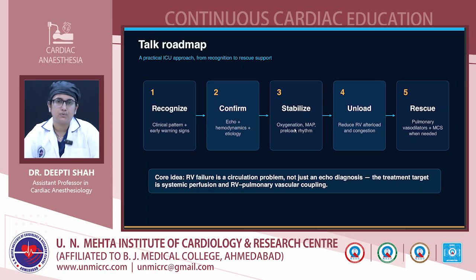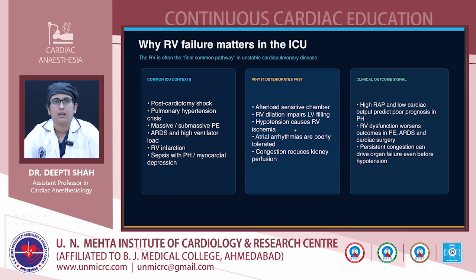The stabilization of the patient will include proper oxygenation, maintaining proper mean arterial pressures, and the maintenance of preload and the rhythm. Then, to unload the RV, that would help in proper functioning of the RV, and at the end, if these things are not successful, then what to resort to. So the core idea is that RV failure is a circulation problem and is not just an echo diagnosis. Thus, the treatment targets are systemic perfusion and maintaining RV pulmonary vascular coupling.